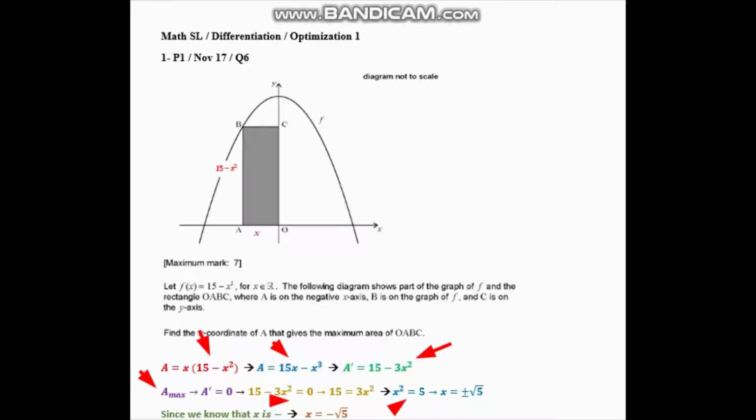X squared equals 5, hence x equals positive or negative root 5. So which is it? Is it the positive root 5 or the negative root 5? From the graph, we can tell that since A is on the negative x-axis, I shall choose negative root 5 as the x-coordinate of A that shall give the maximum area. So this concludes the first problem on optimization. Take a minute to write this down if you will, and I shall begin question 2 shortly.